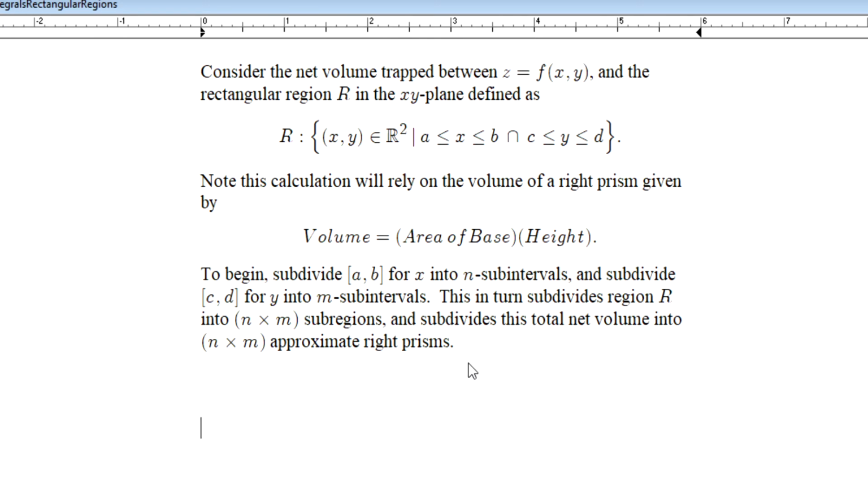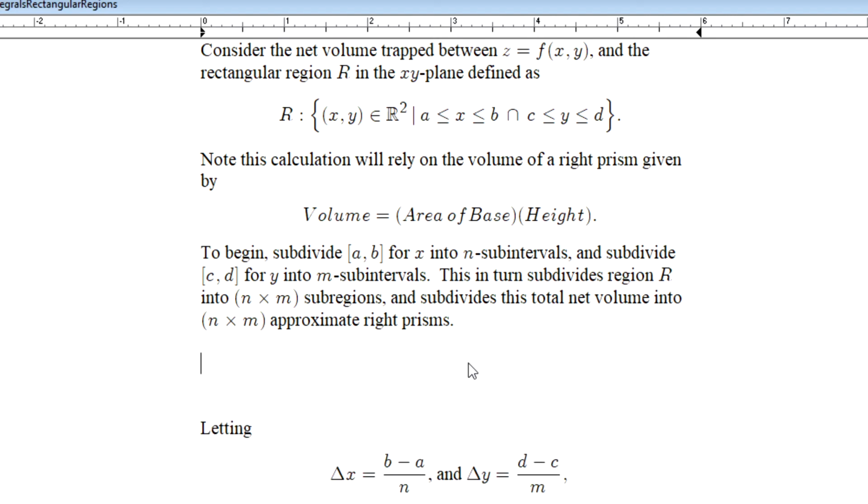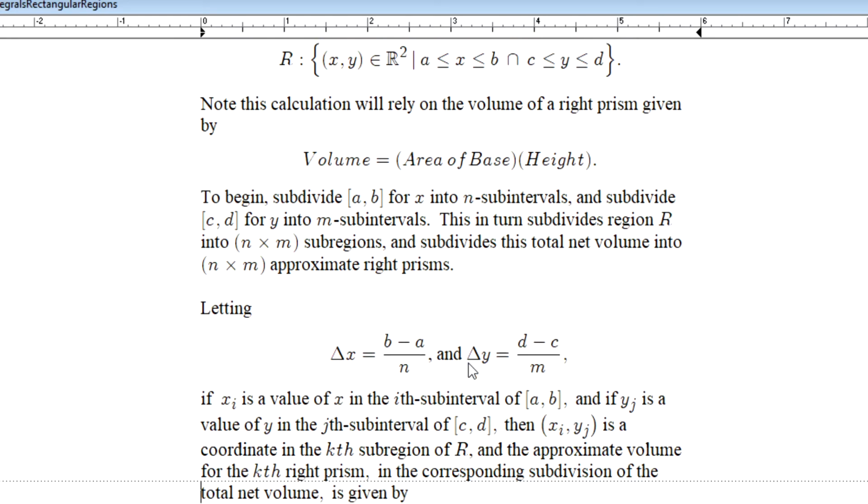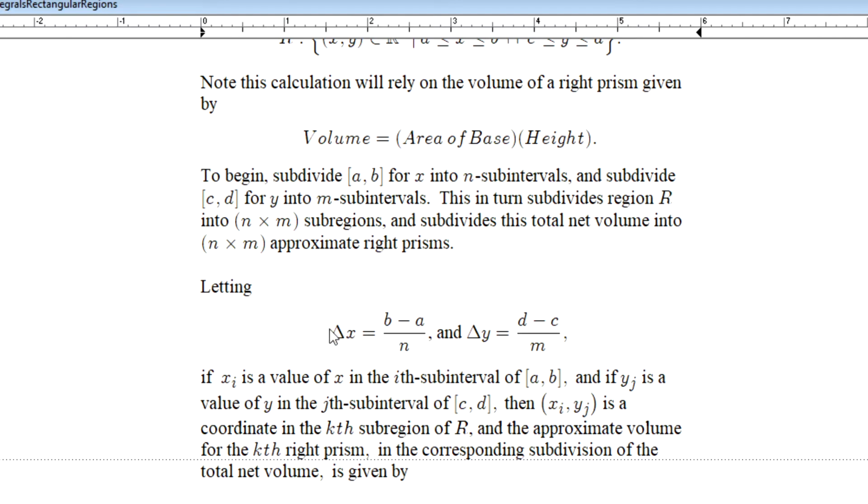Now, that sets us up for defining some things, right? Declaring some values. What we might do is declare delta x to be the length of the n subintervals for x, and we might let delta y be the length of the m subintervals for y, as we've seen done in previous proofs involving integration.